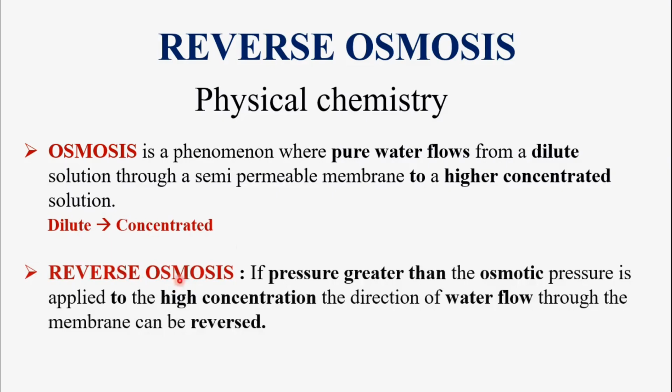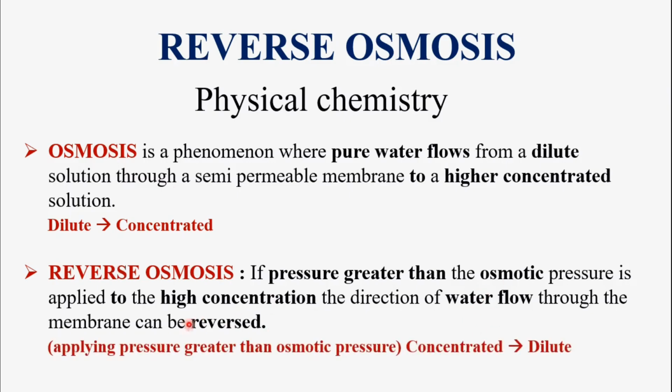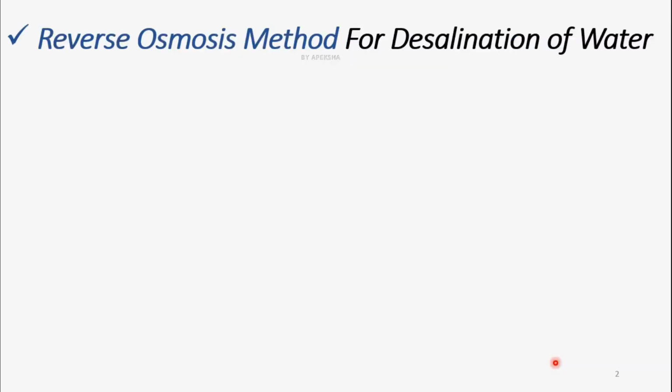Okay, and reverse osmosis is the totally opposite of osmosis. So how? A pressure greater than the osmotic pressure is applied to the higher concentrated solution. Therefore the flow of water will be reversed. That is known as reverse osmosis. It means the movement of molecules is from the concentrated solution to the diluted solution.